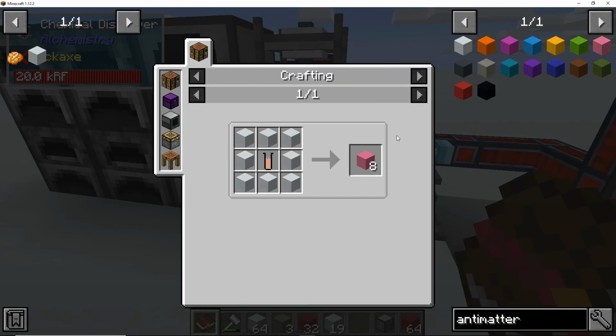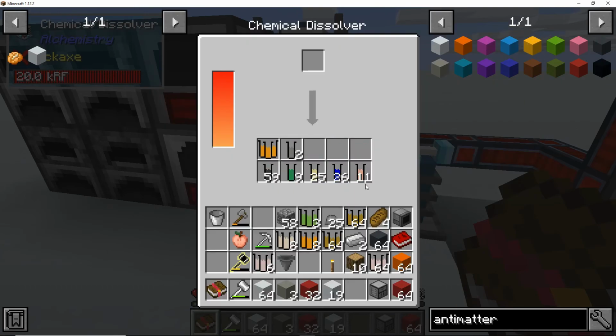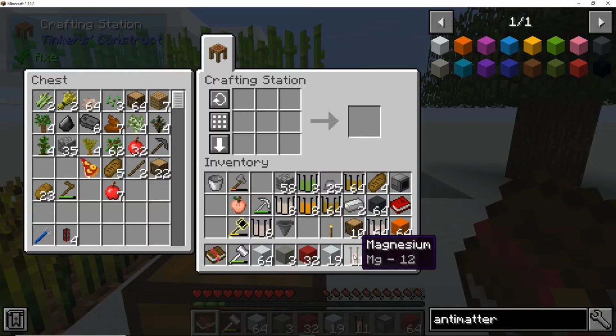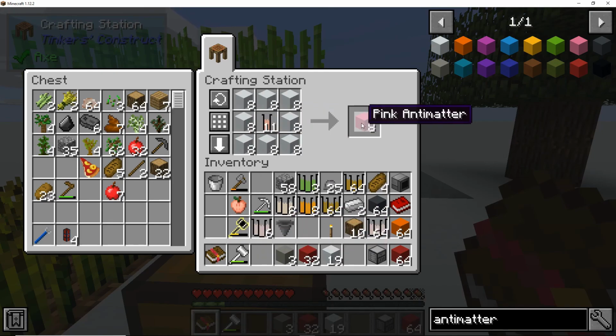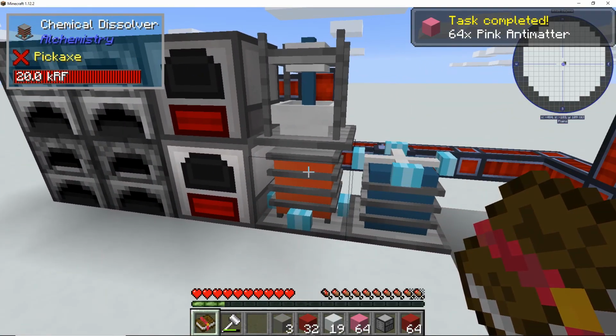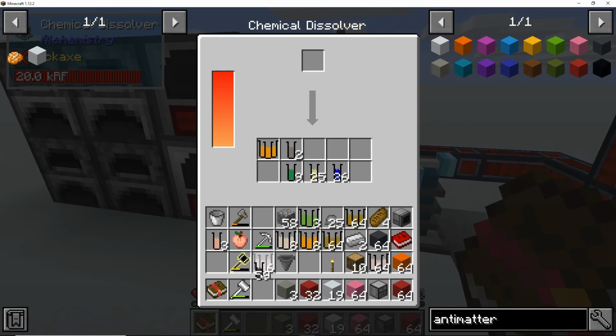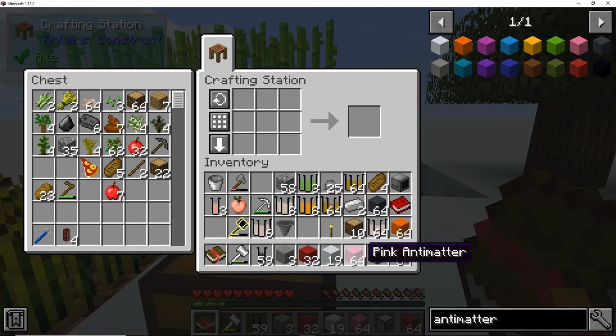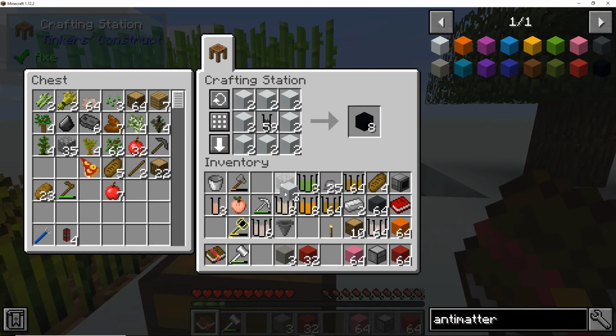Is that this one here? Magnesium and white. Oh, we could do that already. Magnesium and white. Like this. And do we have carbon here? Carbon. Carbon and white antimatter. Okay, see? We can do this. So that quest is almost finished.